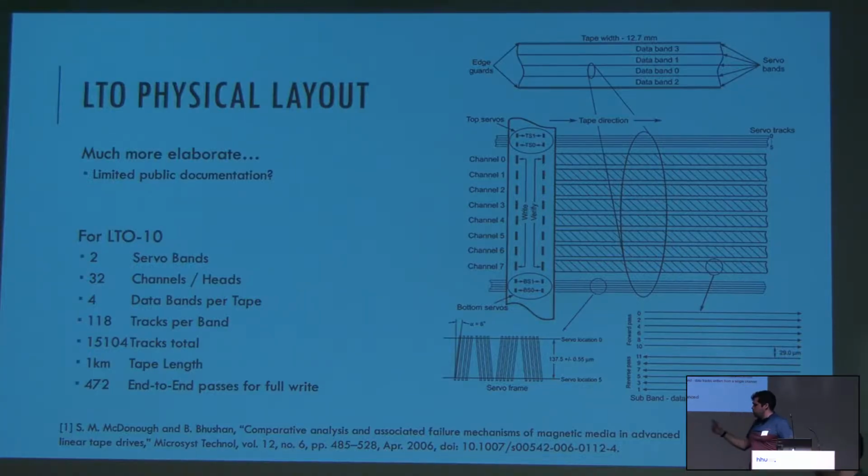And if you want to read such a tape from start to end, you're basically passing multiple times over the tape. For the latest generation, you have to pass 472 times over the tape. The latest generation has 1 kilometer in length in total. So if you want to read the whole tape, you're basically spooling the tape for 472 kilometers to read it.